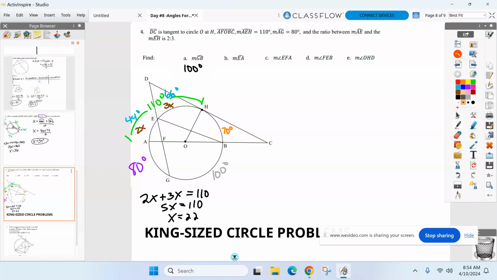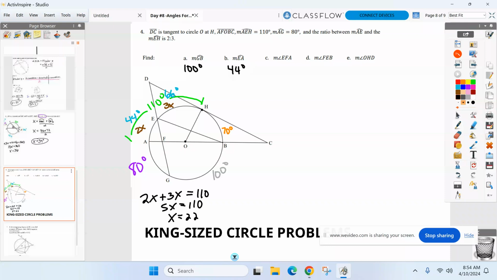Part B. Oh, you want me to find arc EA? Already did it. 44. You will find that if you find every arc first, you probably already know parts A and B automatically. All right, now here's where the fun begins. Digging deep now. Do we know our facts or not?